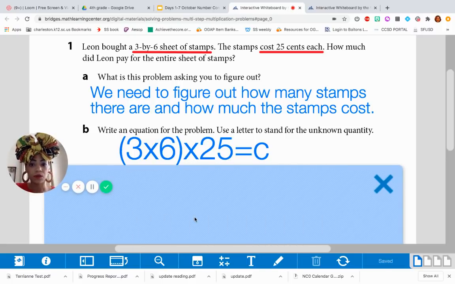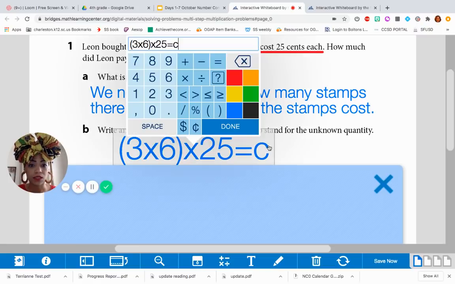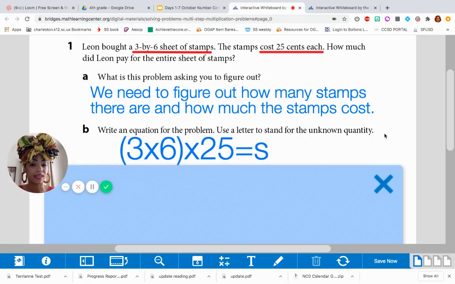All right, so hopefully you have copied down the equation. And before we actually try to solve for the equation, I just thought about this a little bit more, I am going to change it to S just because we're talking about stamps. So just to be consistent with the problem, okay?